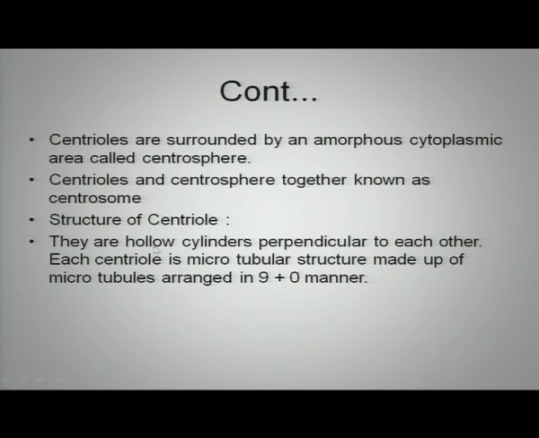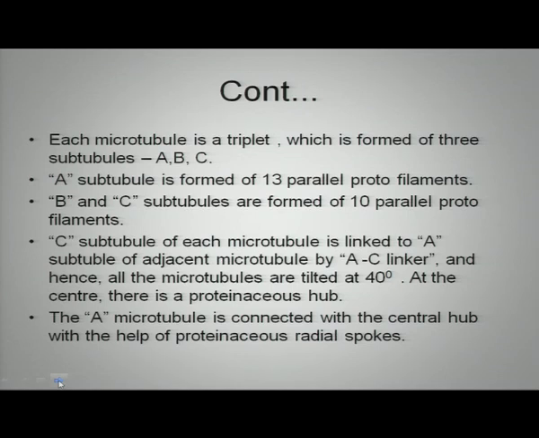Have a quick flashback. They are hollow cylinders perpendicular to each other. Each centriole is microtubular structure made up of microtubules arranged in 9+0 manner. Each microtubule is a triplet which is formed of three subtubules A, B and C. A subtubule is formed of 13 parallel protofilaments. B and C subtubules are formed of 10 parallel protofilaments.